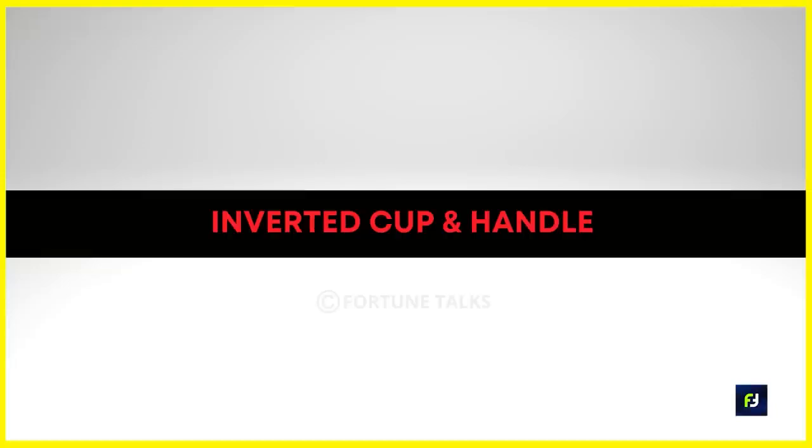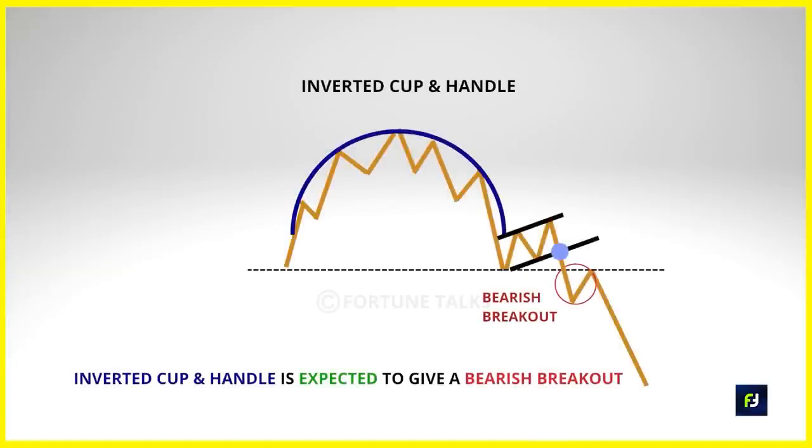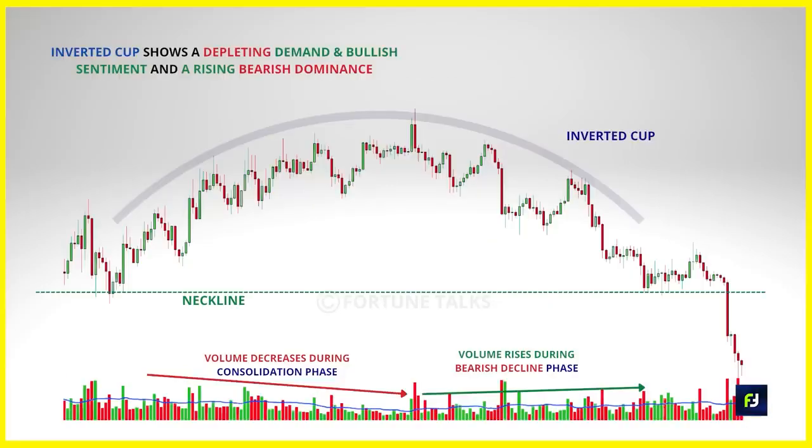Moving on to the final pattern of this video, the inverted cup and handle pattern. If you flip a cup and handle pattern upside down, you will get an inverted cup and handle pattern. This is a pattern that gives a bearish breakdown. Depending on where it is formed in a trend, it can be a bearish continuation pattern or a bearish reversal pattern. But we are least interested in where it forms. We are more interested in the bearish breakdown that it provides. The formation of the inverted cup shows a depleting demand and a lack of buying pressure, which can be validated by using the volumes.